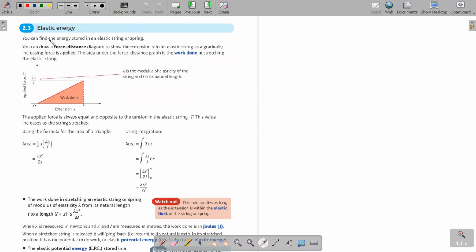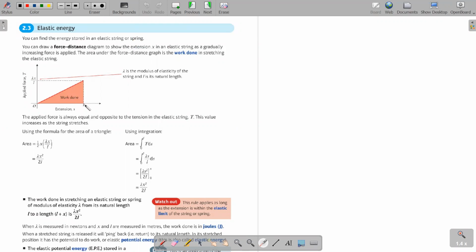Okay, so now we move to the next part of this lesson, section 2.3. We are going to discuss elastic energy. Okay, so what do you mean by elastic energy? Basically, when you stretch an elastic string or spring, we say there's energy stored in the elastic string or spring. Okay, so look at this.